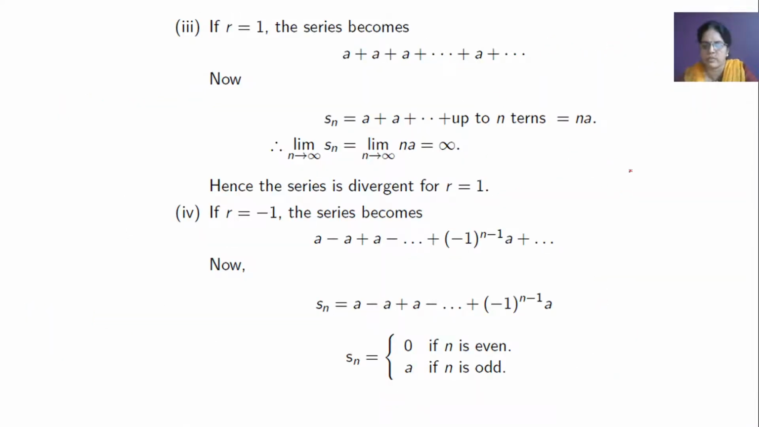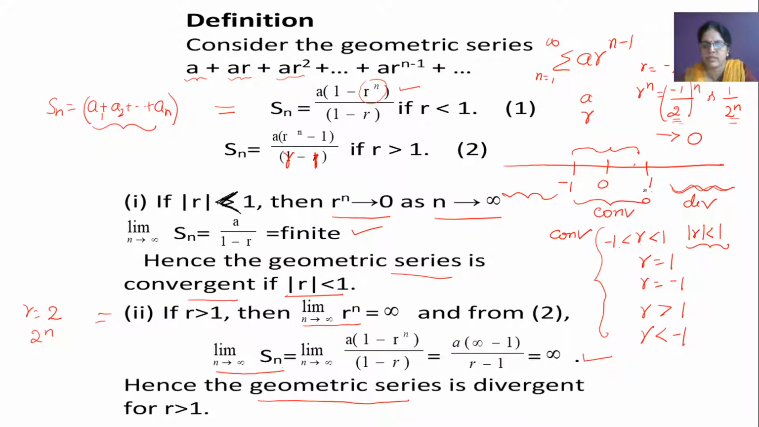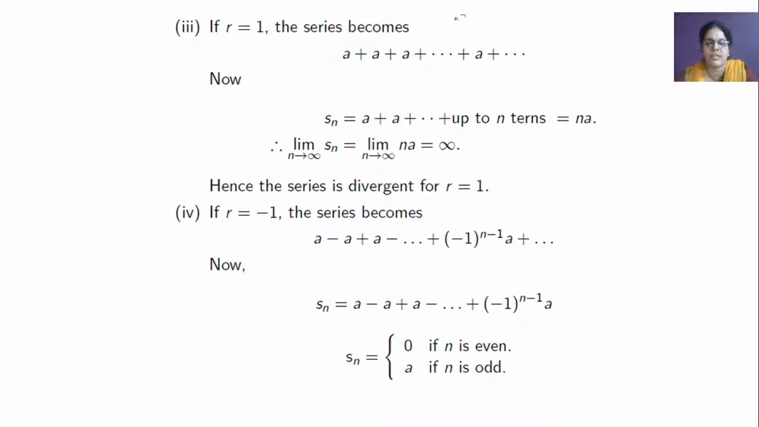Then let us consider the case when r equal to 1. That is for this particular value. If r equal to 1, the terms become a plus ar plus ar square plus etc. r is 1, so clearly it is a plus a plus etc. plus a. Now the sequence of partial sums is the same terms added up to n terms.